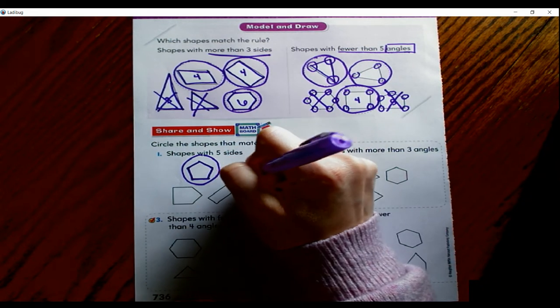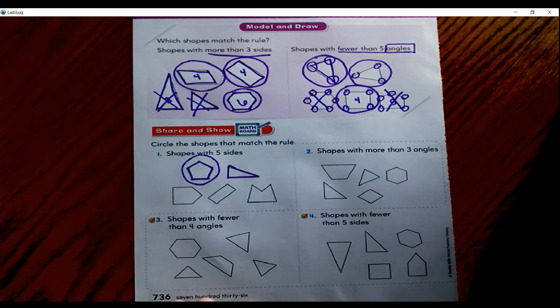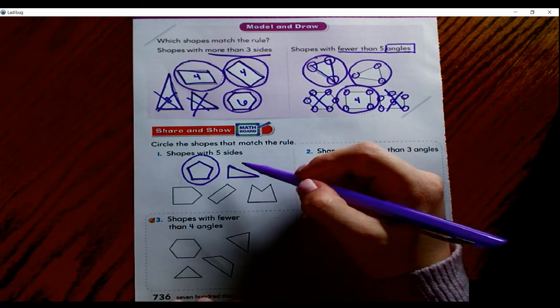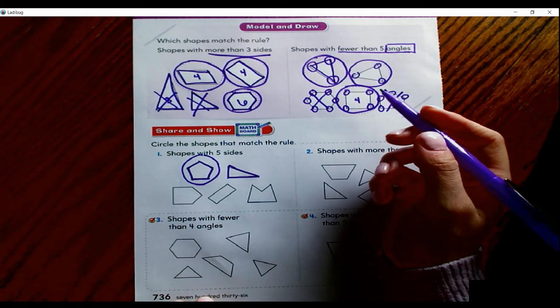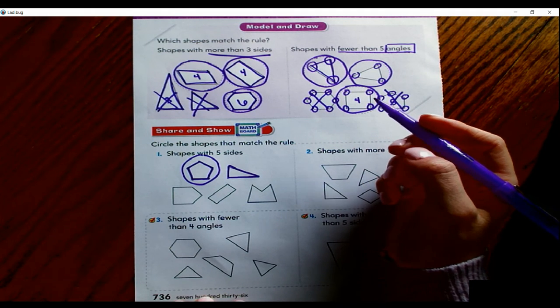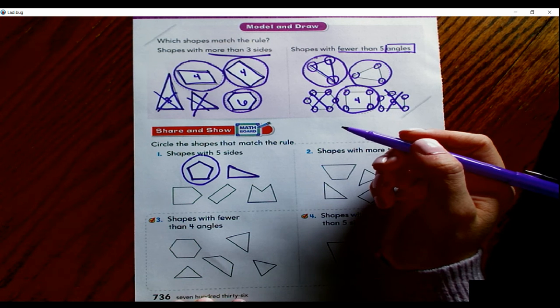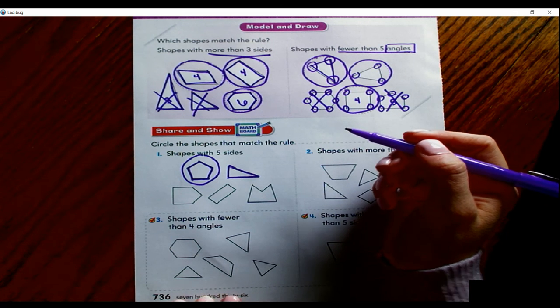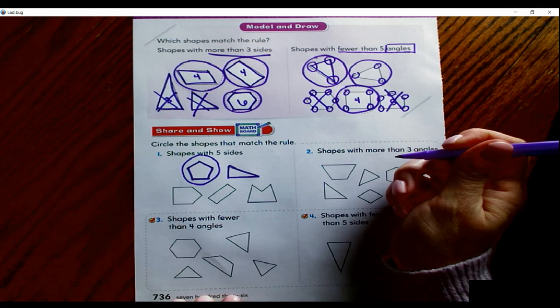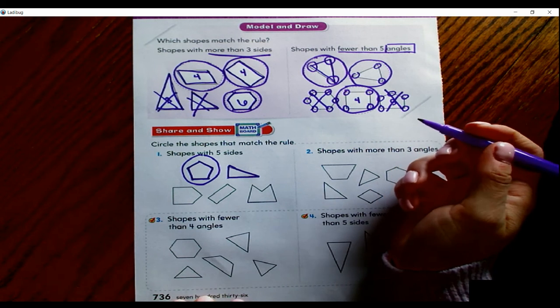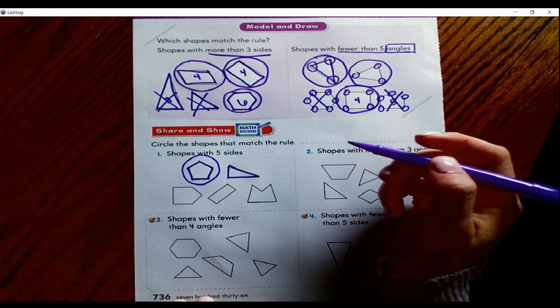1, 2, 3. This one does not. The reason why I'm outlining it too, boys and girls, is because I want to know which ones I've already counted. So if you have a highlighter or a marker that you could do the same thing to, that's great. Or you can use the tools in Seesaw to help you trace along to count the sides as well.